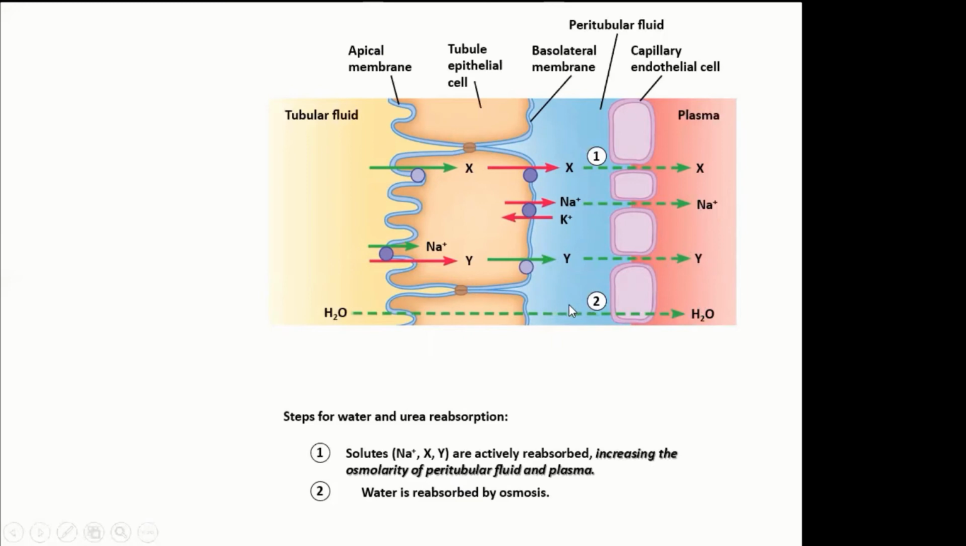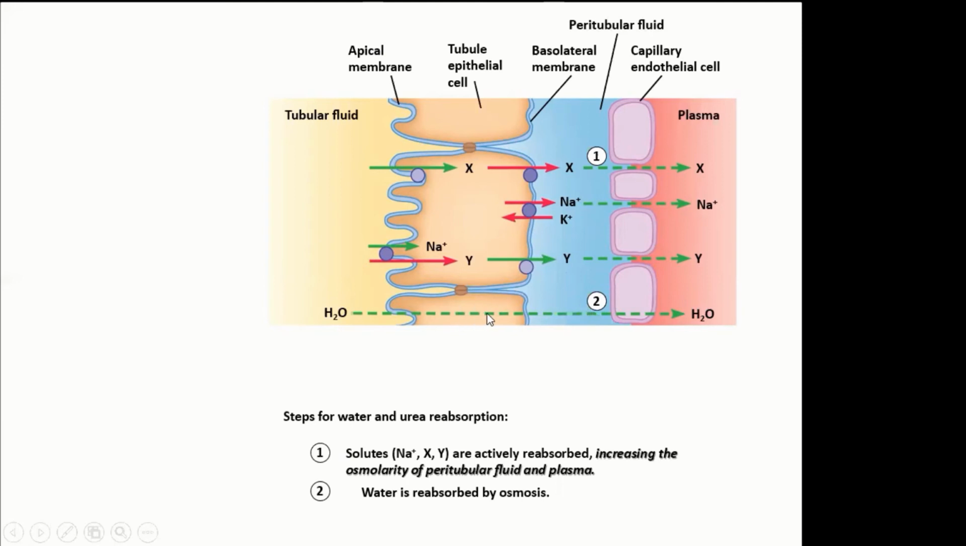So that means we're going to pull water from the peritubular fluid into the plasma. If we've pulled water from the peritubular fluid into the plasma, this means that we're increasing the solute concentration here, which we're already increasing from actively pumping out solutes. So we have a high concentration of solute here as well, which means that we'd have passive movement of water from our epithelial cell to this peritubular fluid.